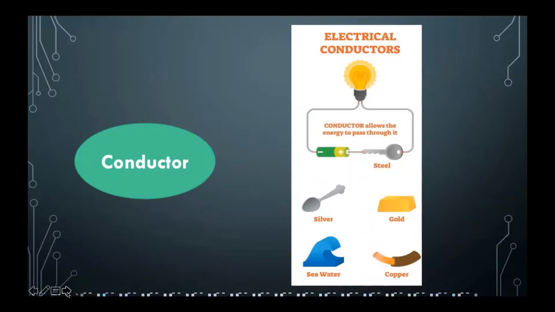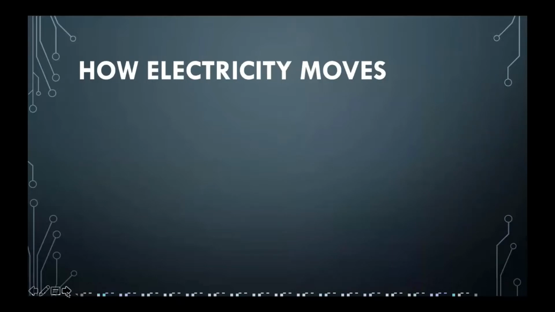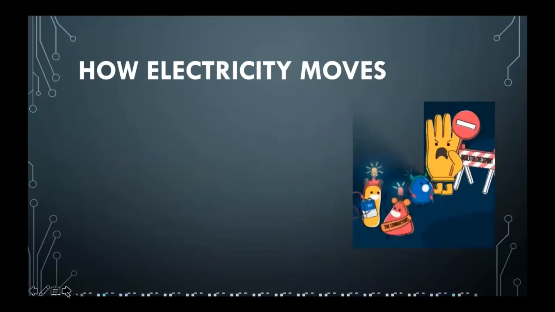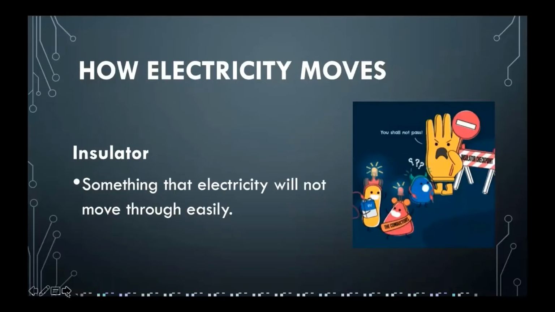Steel, silver, gold, copper, and even seawater. They are all examples of conductors that allow the energy to pass through them. Let's look at the opposite of conductors. Something that electricity will not move through easily is called an insulator.